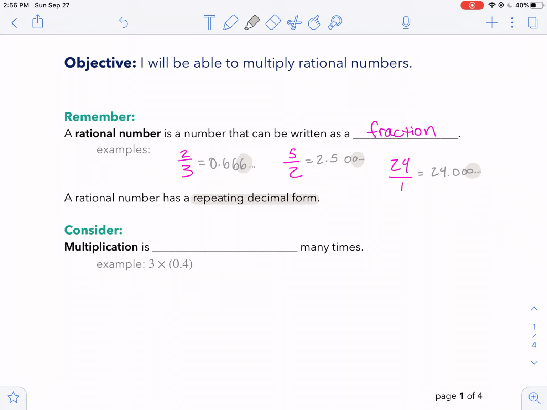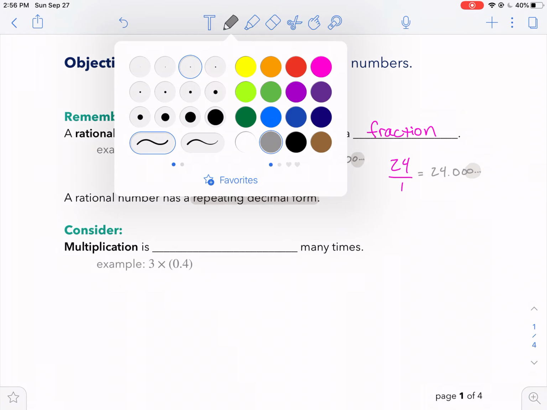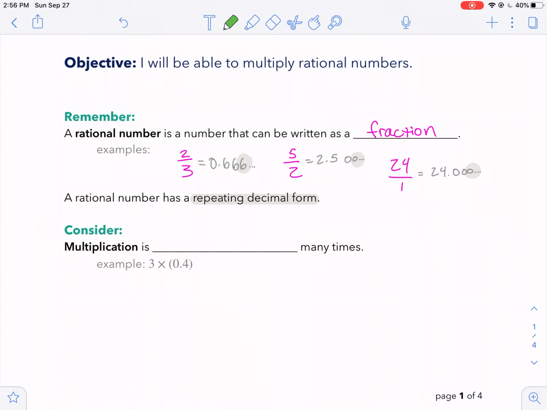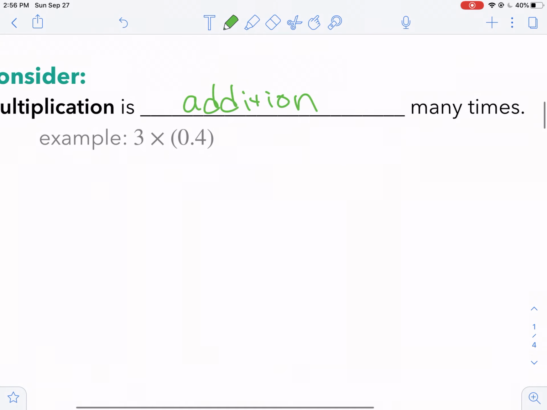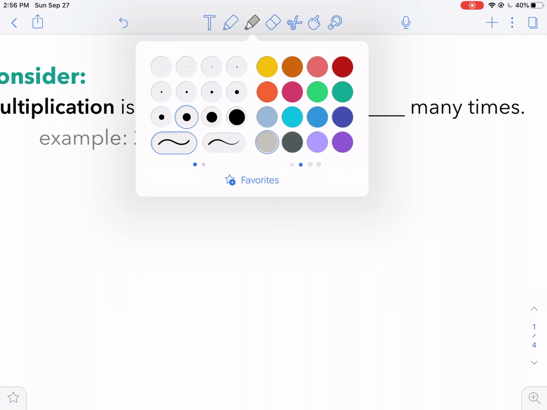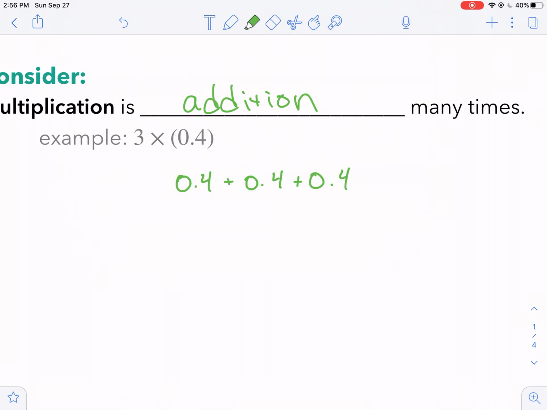So today I'm going to just give you a bunch of shortcuts for multiplying them so you can do this in your head. Now, to help you with these shortcuts, I want you to consider the fact that multiplication is just addition a lot of times. For example, 3 times 0.4 is the same thing as taking 0.4 3 times. So 0.4 plus 0.4 plus 0.4. That's 1, 2, 3.